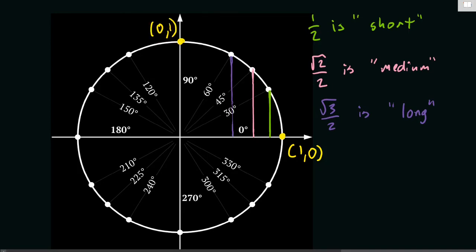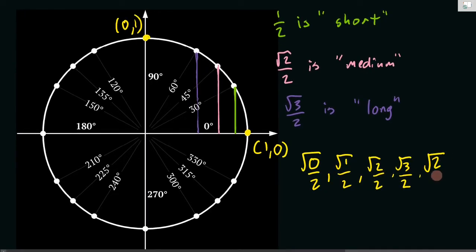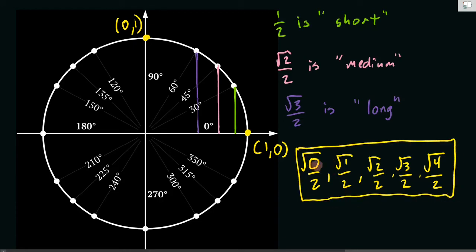And what's really cool, this is just a cool math coincidence. You can actually think of these as root 0 over 2, root 1 over 2, root 2 over 2, root 3 over 2, and root 4 over 2. Root 4 is 2, and 2 divided by 2 is 1. So just a funny math coincidence. The 5 values that we care about are root 0, 1, 2, 3, and 4 all over 2. And that gives you your 0, your half, your root 2 over 2, your root 3 over 2, and your 1. Anyway, I find that kind of cool.